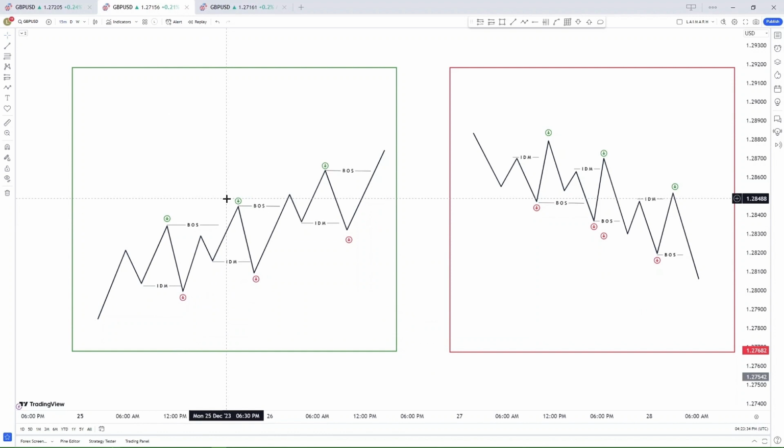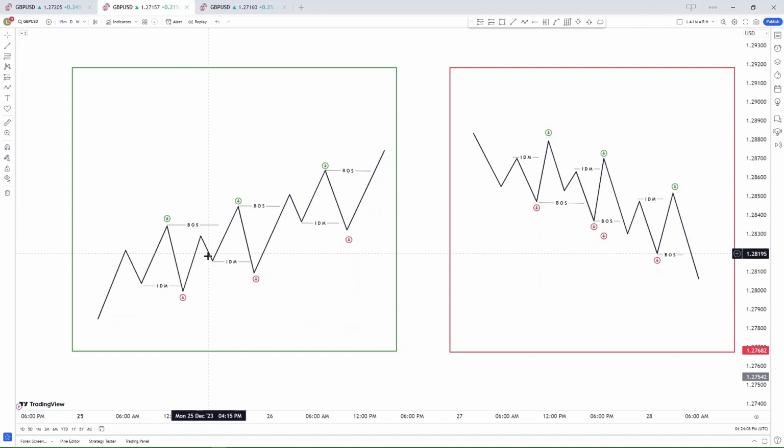I hope you all get this thing. When the market did not take this inducement, this high right here is not going to be confirmed as a structure point unless this inducement has been taken. So when price takes this inducement, this high right here is now confirmed as a higher high, and we expect the market to move and break this high right here.